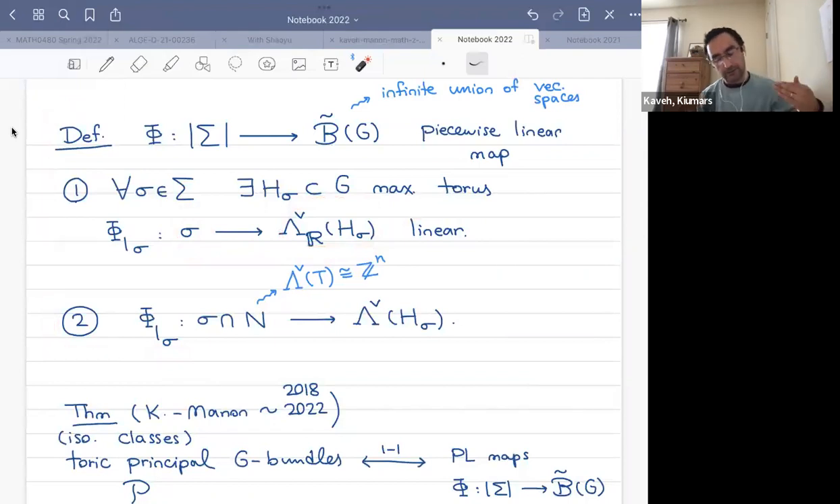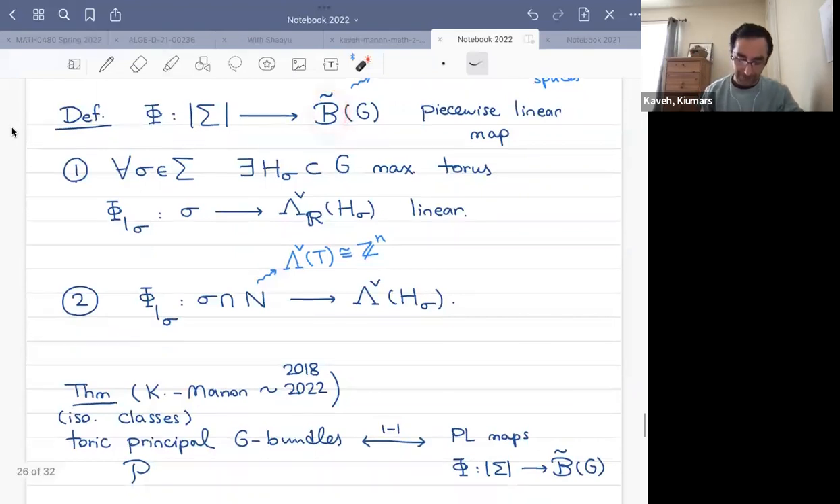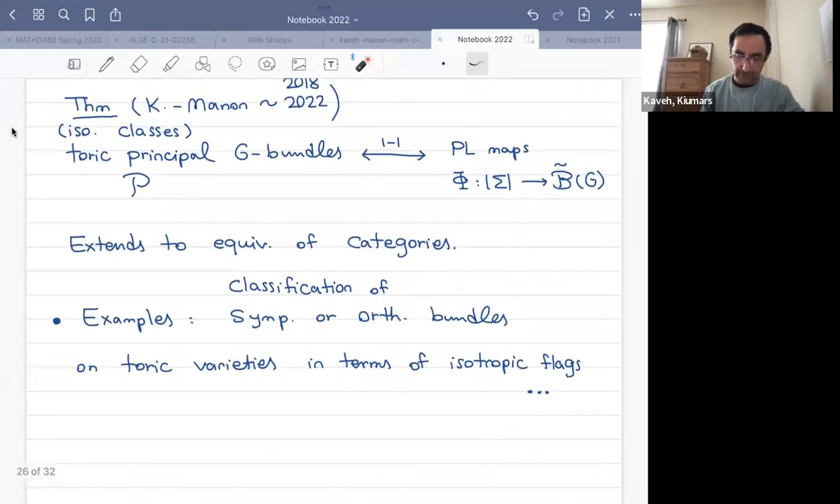But again, you have a building, and apartments are spheres. I have to extend it to a vector space, and that's why you have to consider the cone over the building. Okay, and then the theorem is that isomorphism classes of toric principal G-bundles are exactly piecewise linear maps to buildings. And it extends to an equivalence of categories. And for example, one application is a classification of symplectic or orthogonal bundles immediately, because one knows what this building is.